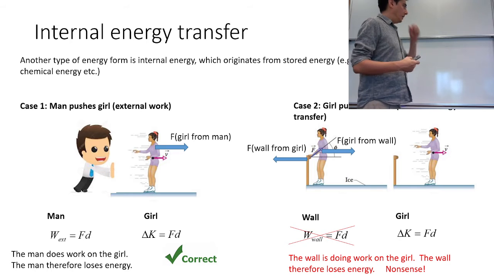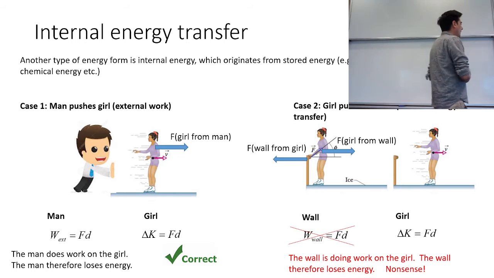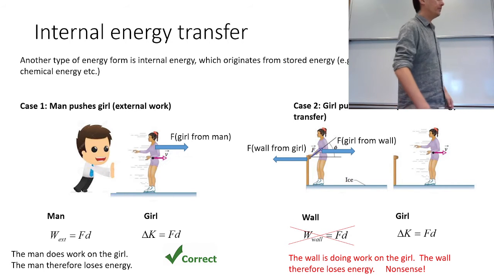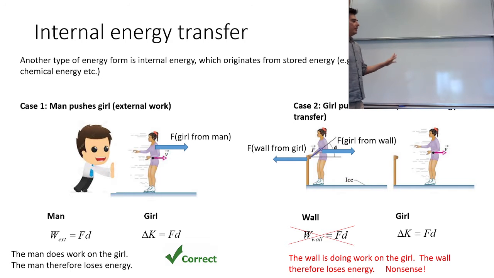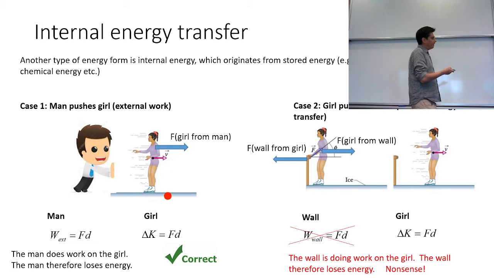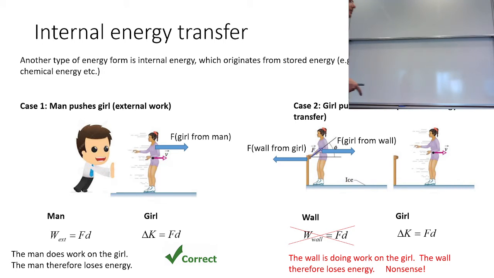So let's compare the cases. You have a girl on ice skates, and in the first case, there's a guy and he just pushes her, and she slides backwards. This is an example of external work. The system that we're considering here is the girl, and we consider this guy the source of the external work. So in this case, the analysis is pretty straightforward. We can just apply whatever we learned before.